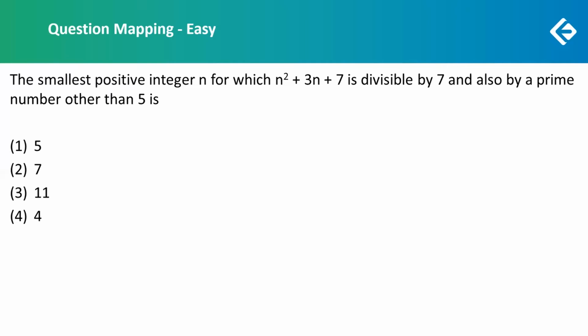So from the options, we should have started from the smallest value. We should have taken n to be 4, put in the value of n as equal to 4 in n square plus 3n plus 7, and then seen whether it was satisfying the conditions. If it was not satisfying, we would have moved on to the next smallest value, which is 5, and therefore proceeded in this manner.